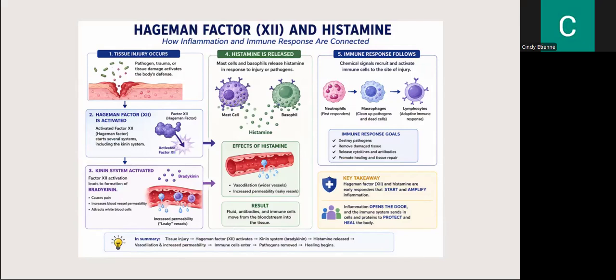At the same time, mast cells and basophils release histamine. Histamine causes the blood vessels to dilate and become leaky, letting white blood cells, antibodies, and plasma proteins leave the bloodstream and enter the injured tissue. This is how inflammation and immunity work together. Inflammation opens the door, and the immune system sends its soldiers in: neutrophils, macrophages, and later lymphocytes to destroy the pathogen. They clean up the damaged tissue and begin healing. Without these chemical signals, immune cells would never know where to go.